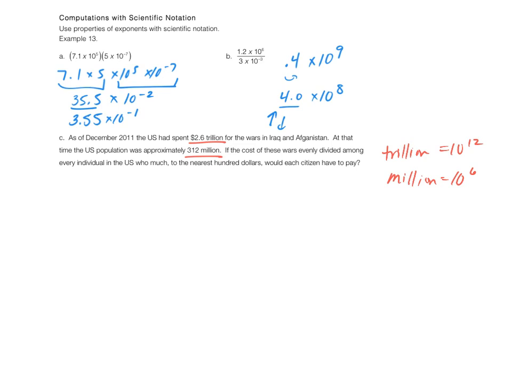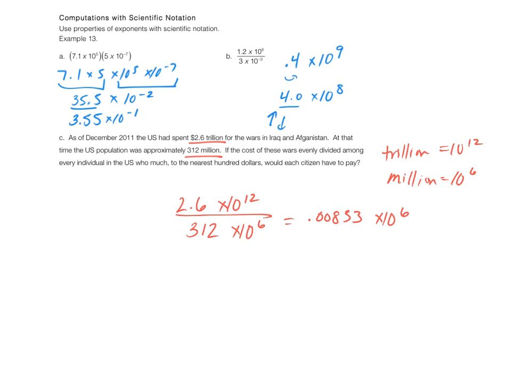So if I was going to write this as the cost, which is 2.6 times 10 to the 12th, divided by the number of individuals, 312 times 10 to the 6th. All right. Now, to do 2.6 divided by 312, you can put that in the calculator, and you get something like 0.00833. And then you have your quotient rule for 10 to the 12th divided by 10 to the 6th, which is 10 to the 6th. 12 minus 6 is 6. But, again, I'm not done.